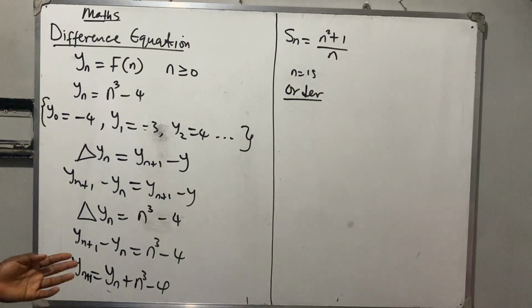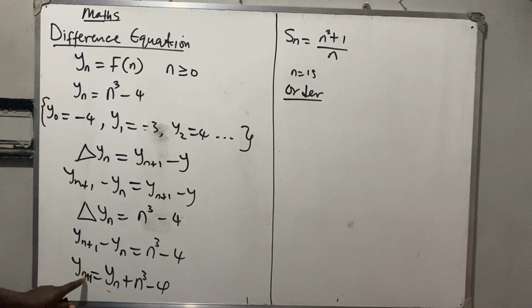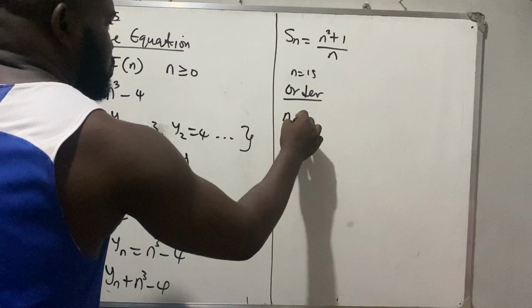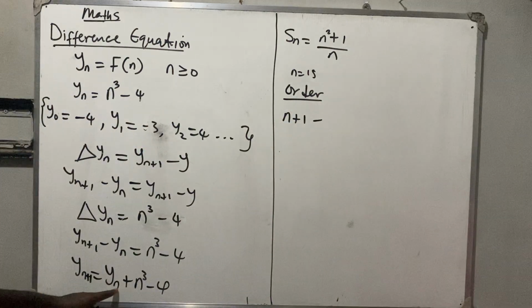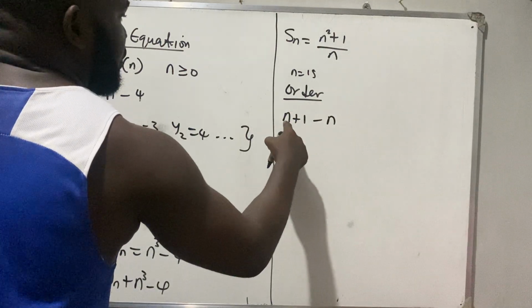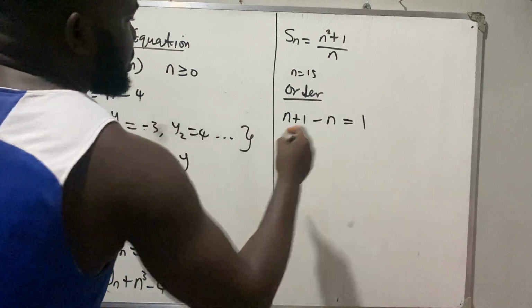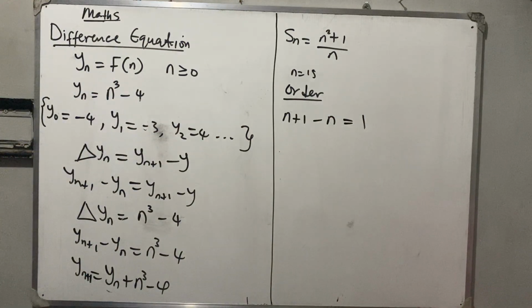Now, in this case, to get the order of this difference equation, the highest argument here is n plus 1. So we'll say n plus 1 minus the lowest, which here is n. So n minus n is gone. I've gotten 1 here. Which means that the order of this particular difference equation is 1. As simple as that. So the order is simply 1.